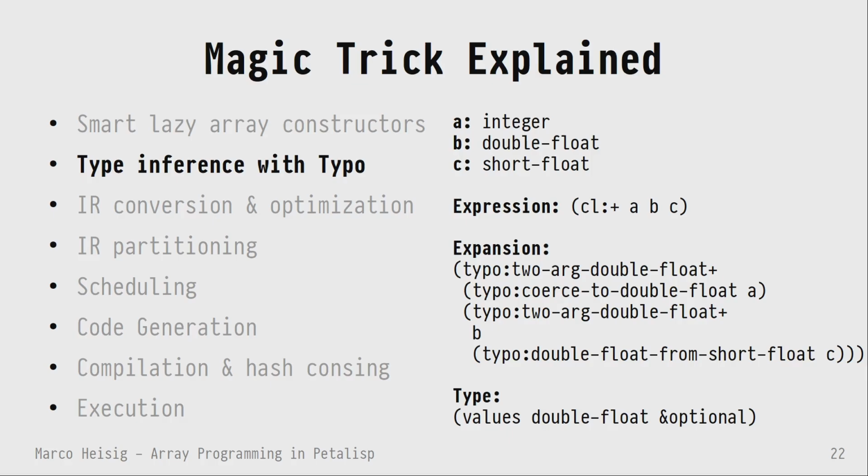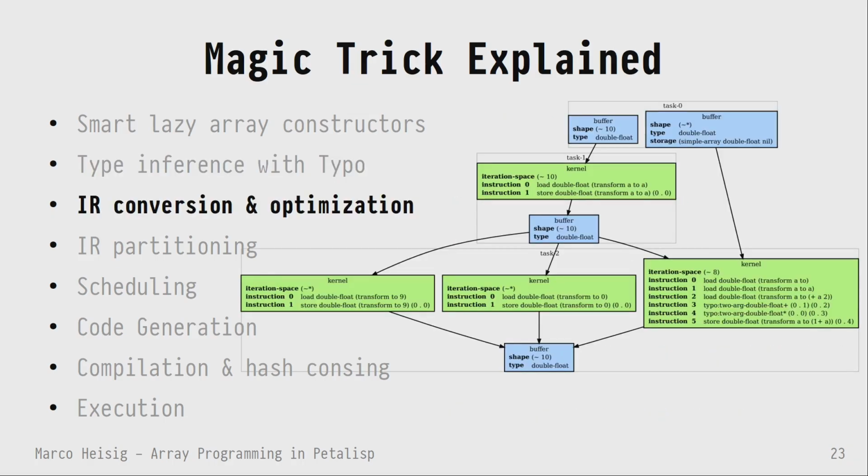And this is how most of those arrays actually have a specialized element type. So I avoid the boxing and unboxing step. And typo is a separate project that you can also use, by the way. And then I turn this representation into an intermediate representation that consists only of something called buffers and something called kernels. And buffers correspond to stuff that eventually goes into main memory.